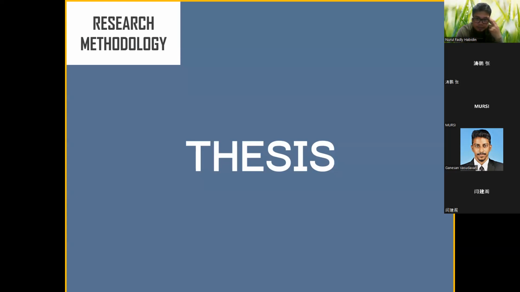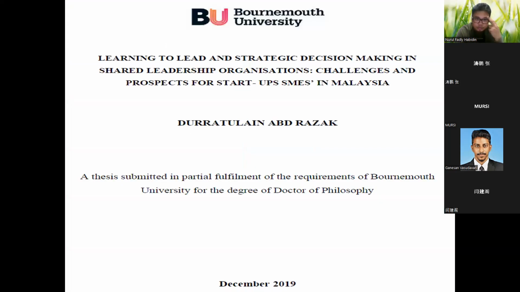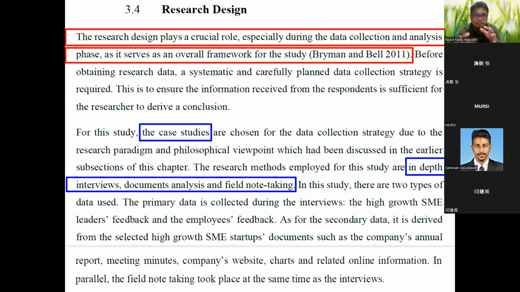Actually, from this slide I try to show you an example from a real thesis, and not just from a Malaysian thesis, but from an overseas thesis, on how to write your research design. This one is from Duratul Ain Abdul Razak. Their topic is learning to lead: strategic decision making in shared leadership organization, challenge and prospect for startup SMEs in Malaysia. So you can see how they write their research design.